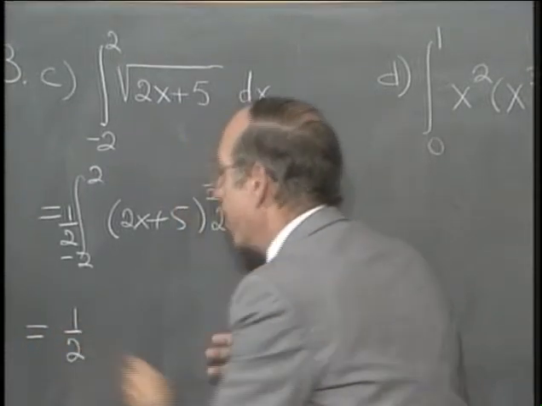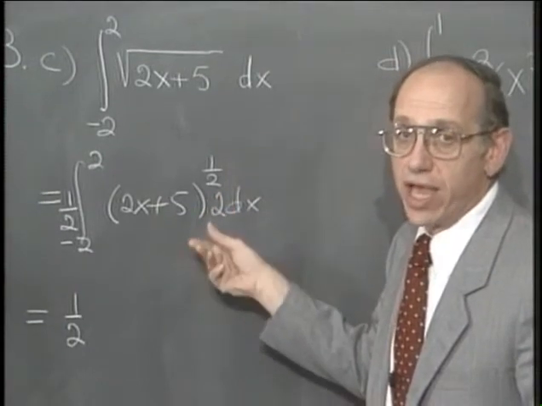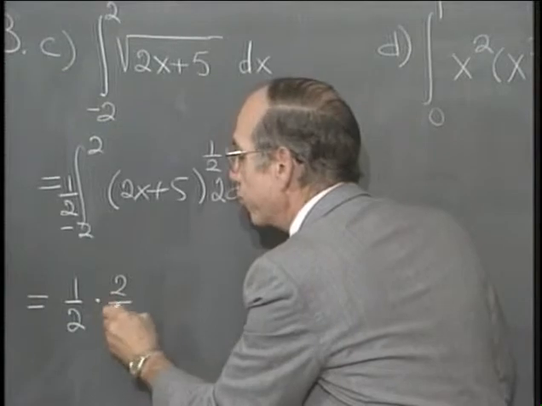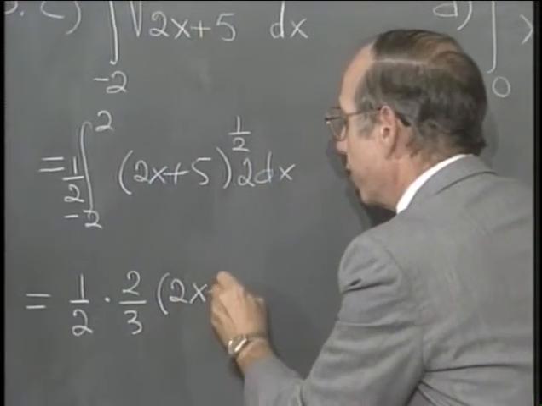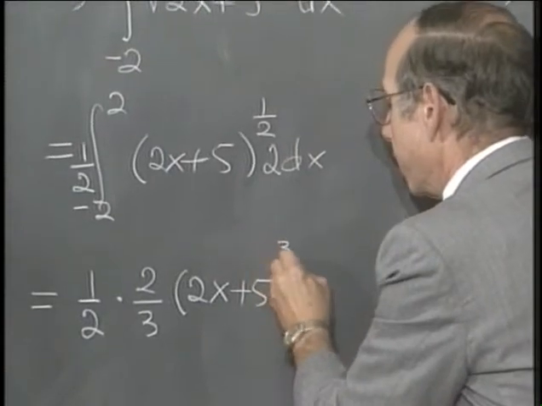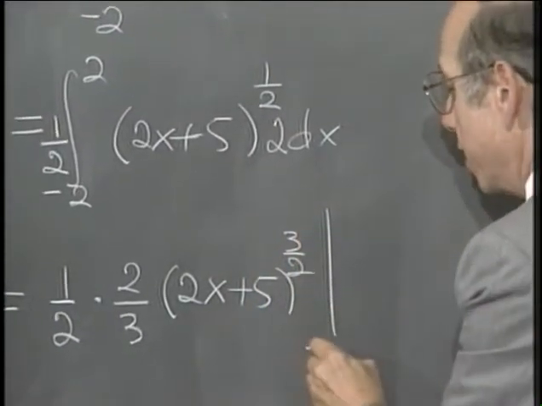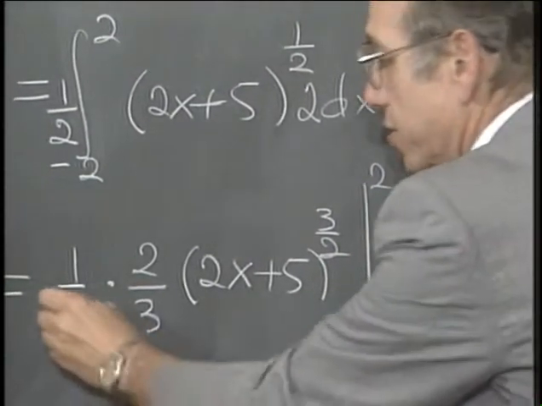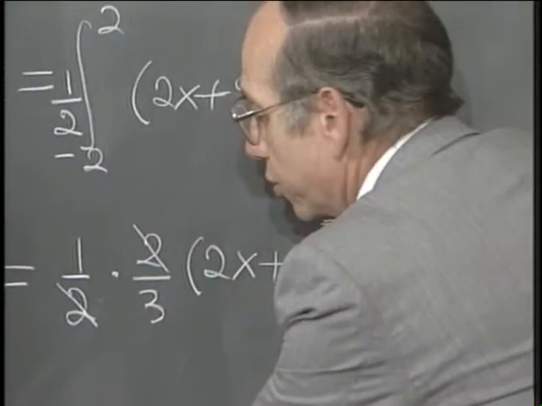So this is 1/2. Now the antiderivative of u^(1/2) is u^(3/2) divided by 3/2, or if you prefer, 2/3 u^(3/2). That's (2x + 5)^(3/2), and that's evaluated from -2 to 2. Now we'll cancel this 2 and this 2, and we have left 1/3.